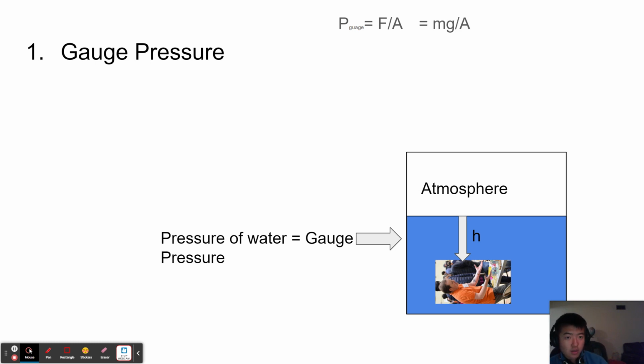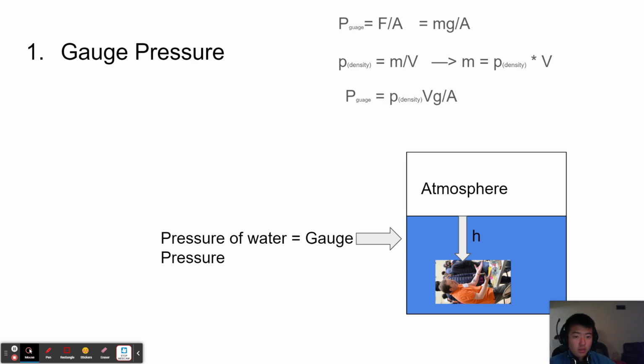So we could replace F by mg, and we could create this other equation, mg over A, which is mass of the water times the acceleration due to gravity. Also, with our physics equations, we know that density is equal to the mass divided by the volume of an object. We're using this subscript density so we don't get P confused with pressure. And with this equation, we see that m can also be equal to the density times the volume of an object. Plugging this into our gauge pressure equation, we have gauge pressure is equal to the density times the volume times acceleration due to gravity divided by area.